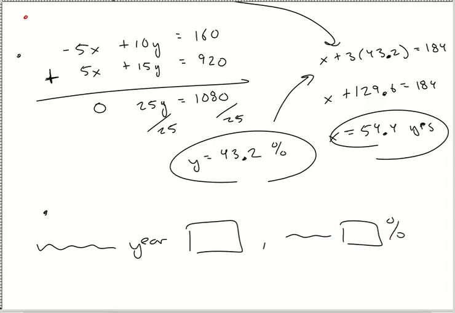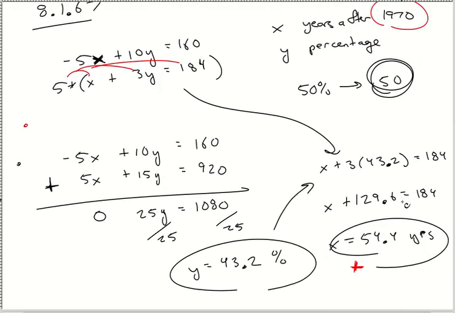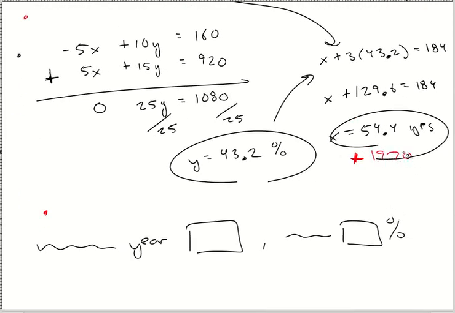Some of these are easier than others. So you don't just put the 54 in here. That's not going to work. What you actually need to do is add, the original here was after 1970. So you add 1970 to this thing. And I got 2024.4. You need to, I guess, round it normal. So 2024.